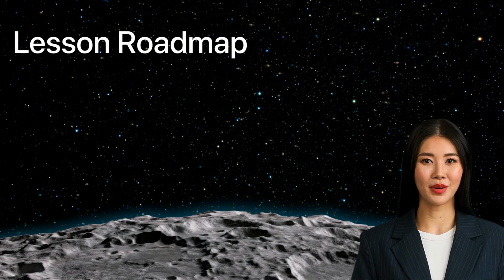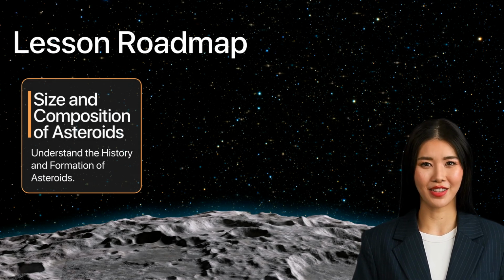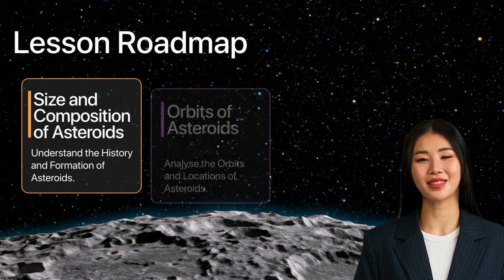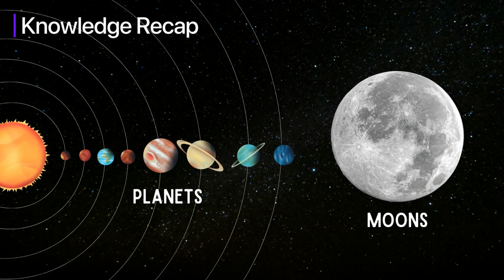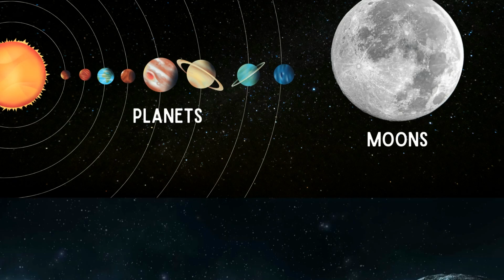In this lesson, we will understand the history and formation of asteroids. Then we will analyze the orbits and locations of asteroids. So far, we have explored the basic structure of our solar system, including planets and moons. We can now dive into the fascinating world of asteroids.